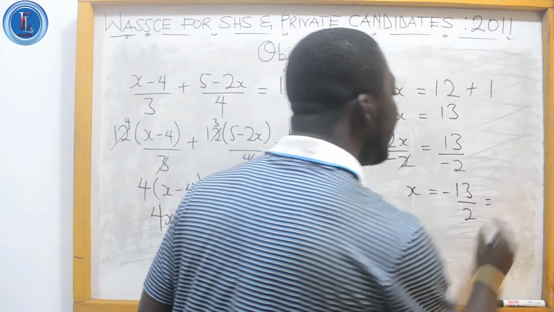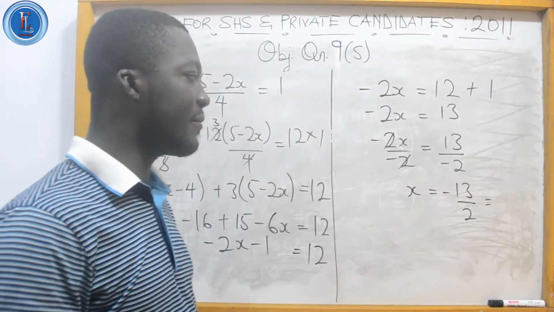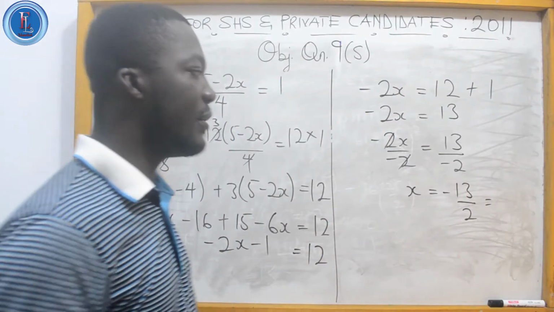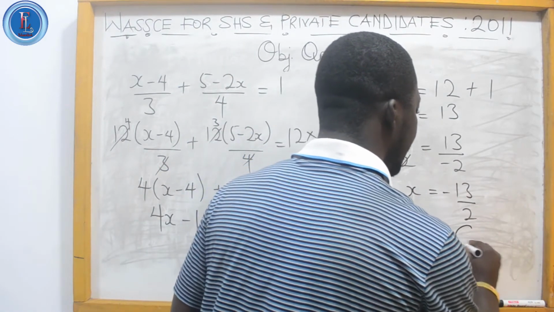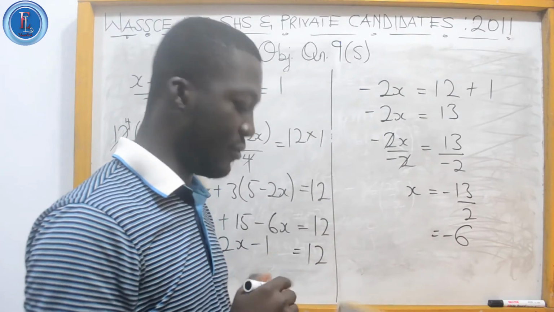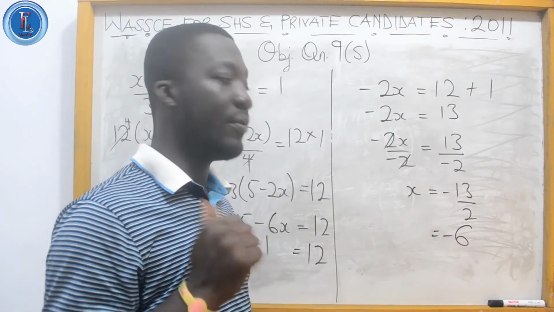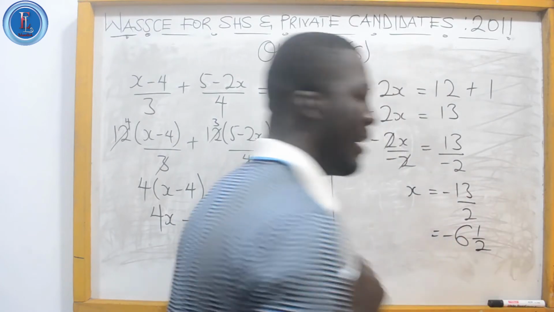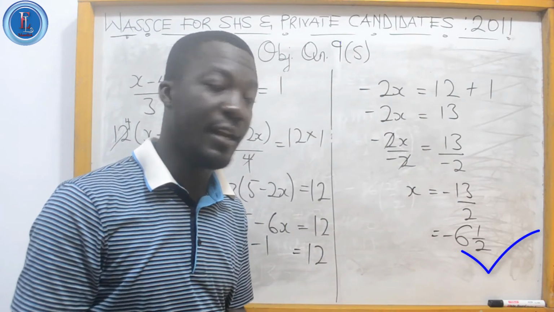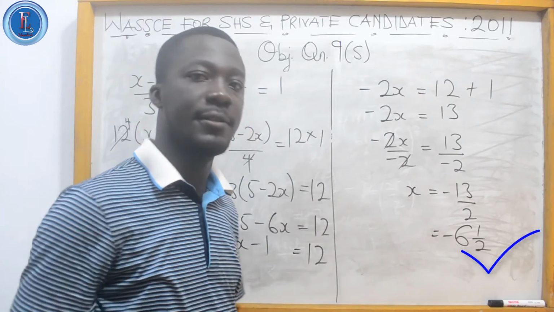And when you convert this to a mixed fraction, we are going to get negative 6 whole number. 6 times 2 is 12. Remainder 1. So 1 out of 2. And that will be our final value for x.